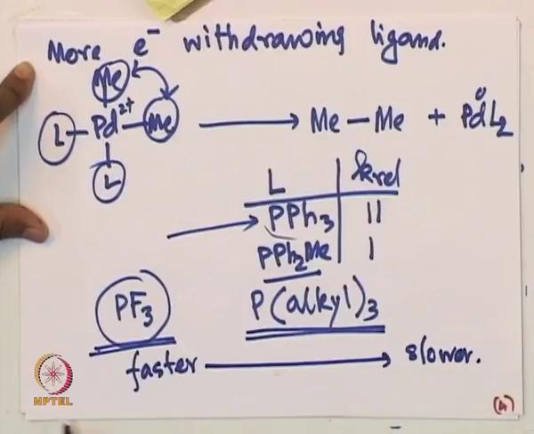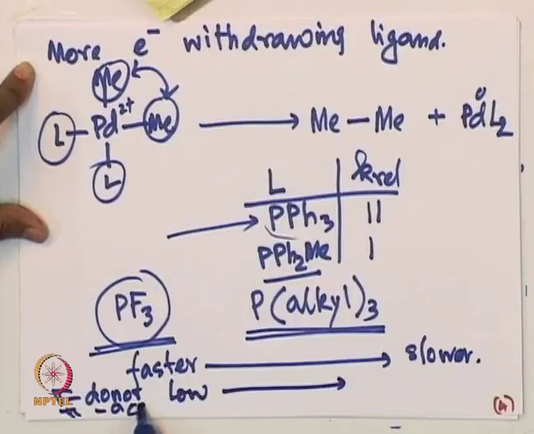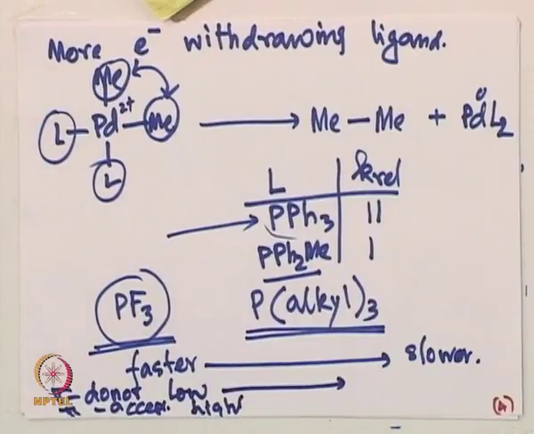Okay. So, if you have a sigma donor, then you have a slower reaction rate, and if you have a pi acceptor, you have a very high reaction rate. Okay. So, for example, carbon monoxide will promote the reductive elimination much faster. We will close the discussion of reductive elimination here.